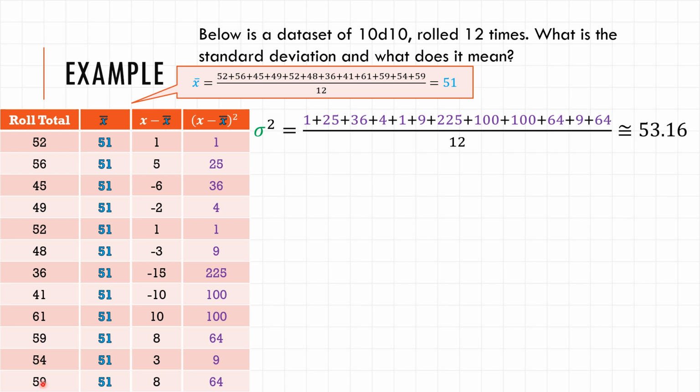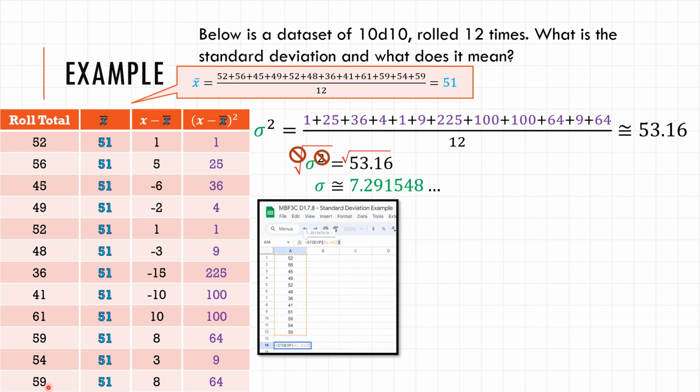If this was a sample, if instead I had rolled these dice 120 times and I'm only looking at 12 of the rolls, then I wouldn't divide by 12. I would divide by 11. What we've calculated, the average squared difference, is the variance. And if I want to find out what the standard deviation is, all I have to do is square root the variance to get rid of the square. But if I'm doing that to one side, I have to do it to the other side of the equation as well. And so the standard deviation in this case would be about 7.291548. And there's more decimals after here for sure.